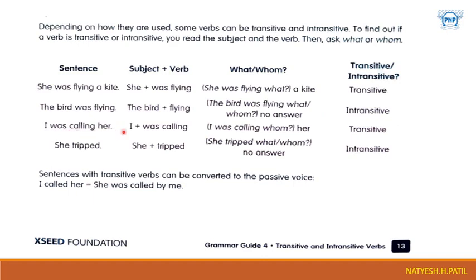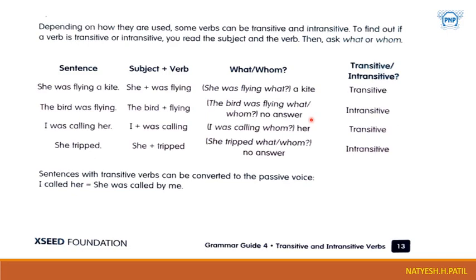Now let's check the third type. I was calling her. I plus was calling. Subject is there. I was calling whom? Her. So we are getting the answer by using whom. We are getting the answer her. So this is an example of a transitive verb. Correct? I hope you are getting these simple techniques. Two words you need to remember: one is what, second one is whom.